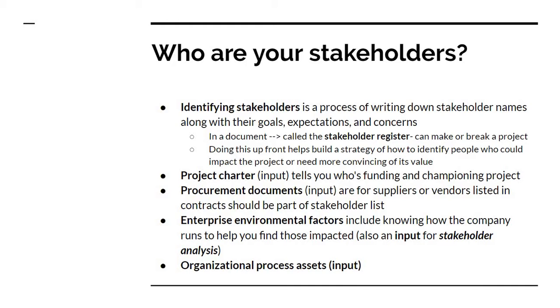There are several different inputs to your stakeholder register. The first one is your project charter. This tells you who's funding and championing your project. From there, you have procurement documents, which list all of your suppliers and vendors in your contracts. They should also be a part of your stakeholder list. In addition to that, you also have enterprise environmental factors and organizational process assets.